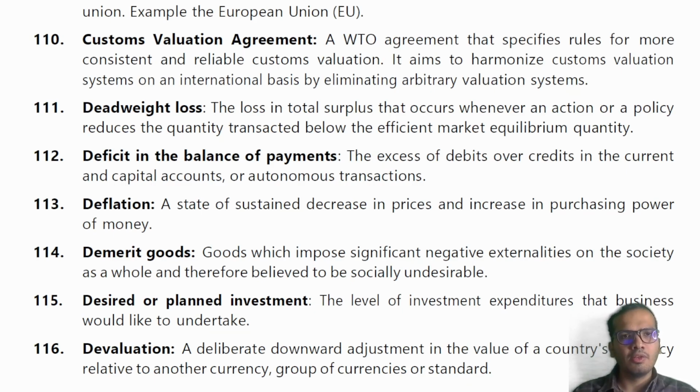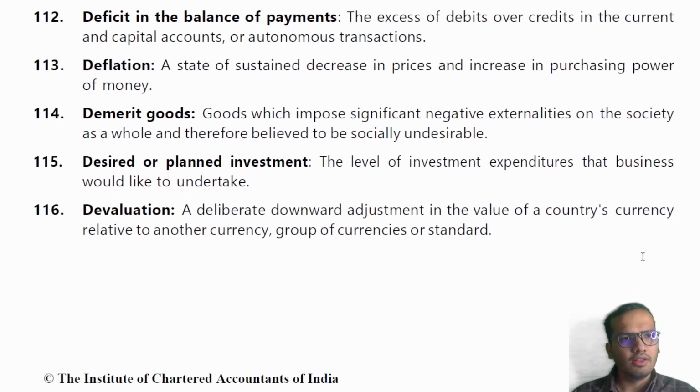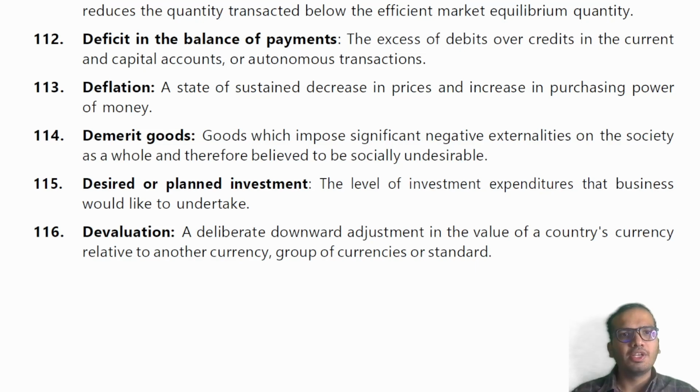Then comes number 111, dead weight loss. So the loss in total surplus that occurs whenever an action or a policy reduces the quantity transacted below the efficient market equilibrium quantity. Then comes deficit in the balance of payment. So the excess of debits over credits in the current and capital accounts or autonomous transaction.